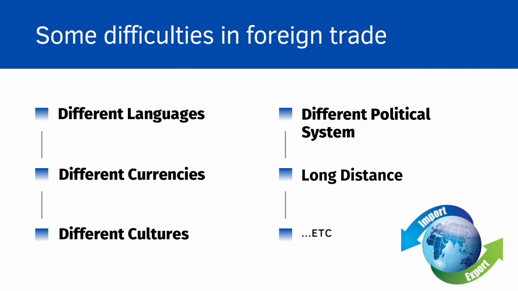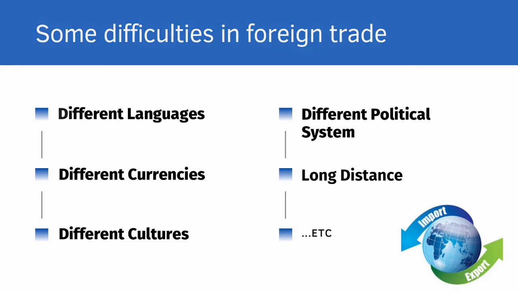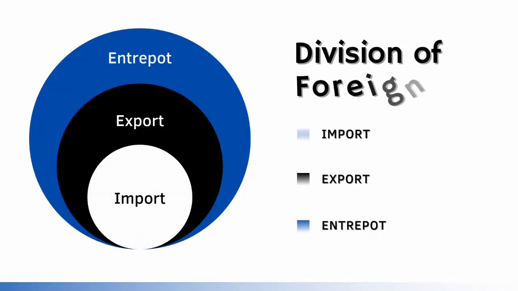And the last point I'll give you is the long distance. So the distance to transport goods from Italy to Nigeria. You see the long distance. So these are some difficulties involved in foreign trade.